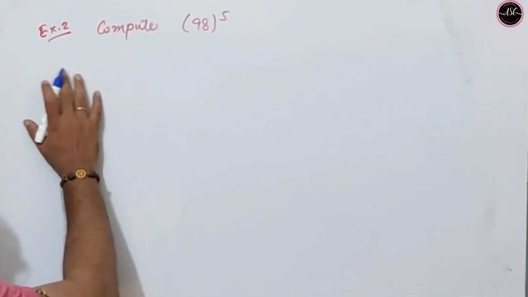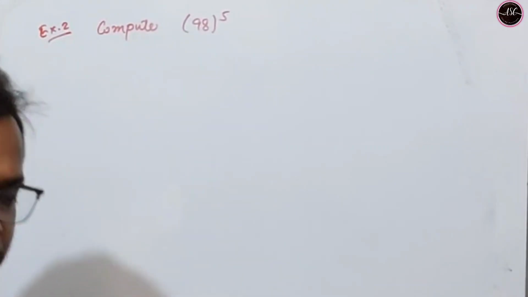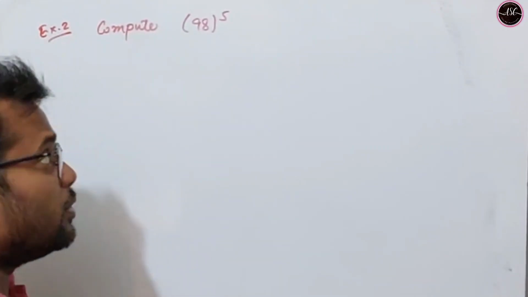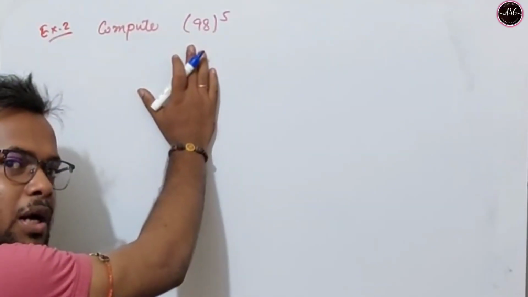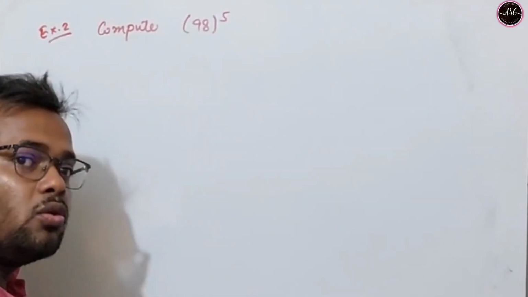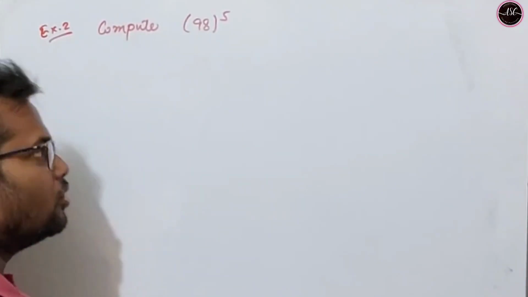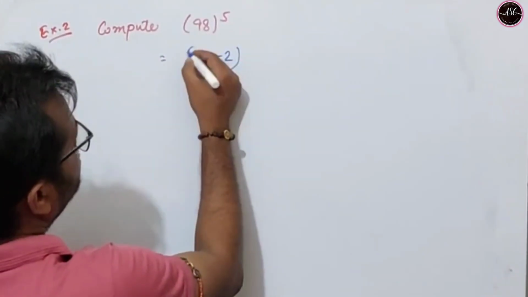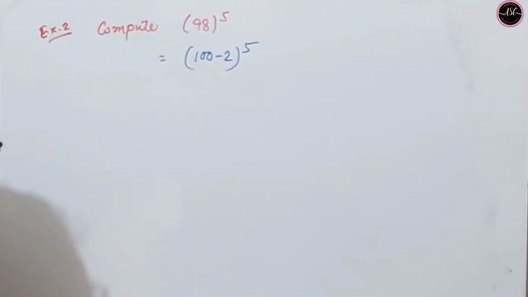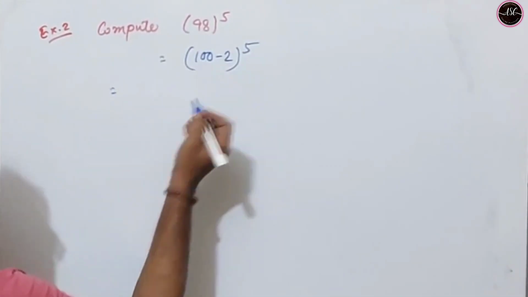Now just look at this question. Compute 98 to the power 5. If there is this type of question, just divide this number by that term which we can express smoothly. So here 98 equal to, we can write 100 minus 2. Okay, so just apply the binomial theorem.